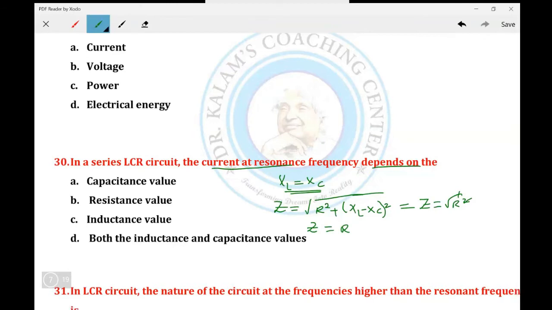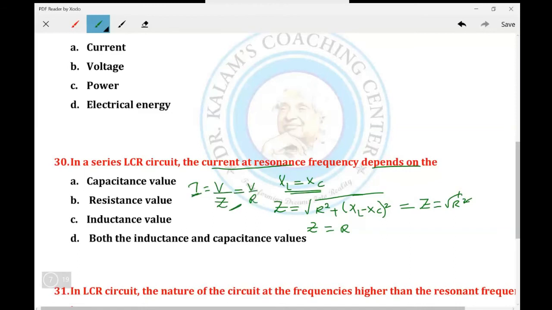Now impedance is given by root R square, or you can say impedance purely depends on resistance. Now we know that current is given by what? V by R. Here V means voltage, and in place of resistance you can put either R or Z, because both are equal. Now what happens? This current is purely depending on whom? Z, but Z is equal to whom now? R. Done. So you have to remember this. At resonance, impedance is equal to R.